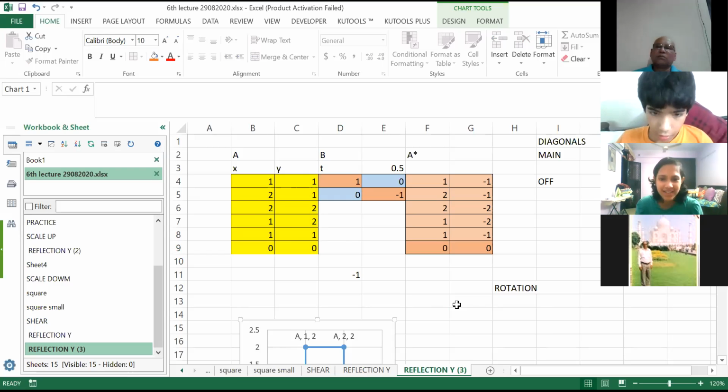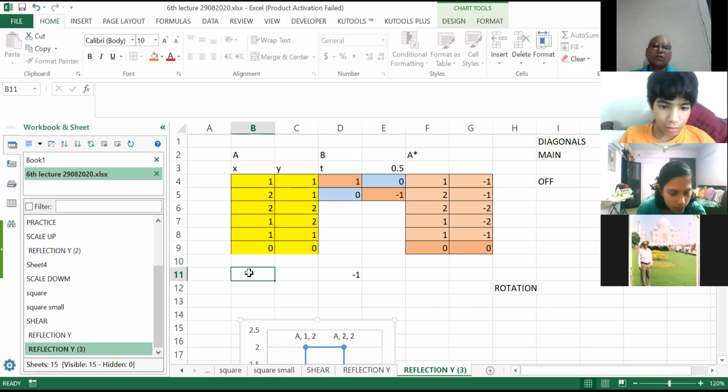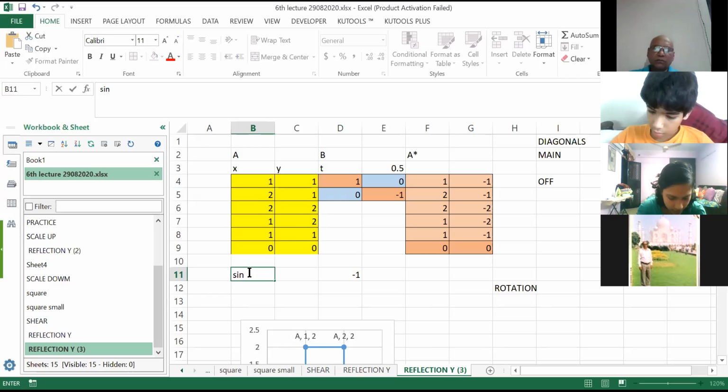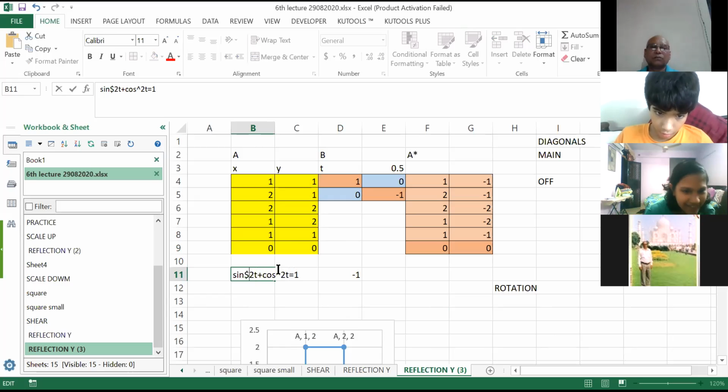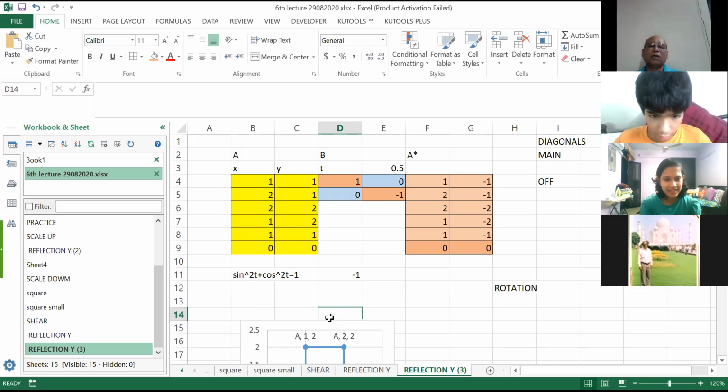So that identity formula, sin square theta plus cos square theta is equal to 1. I am writing it again. This is the formula.